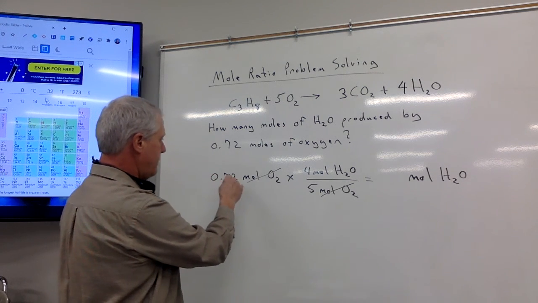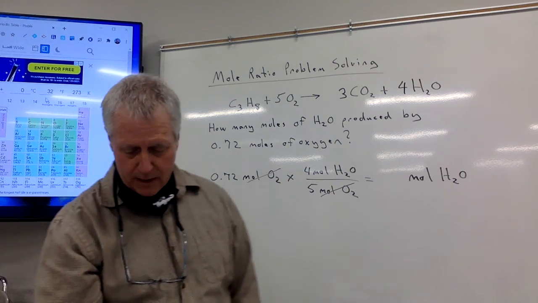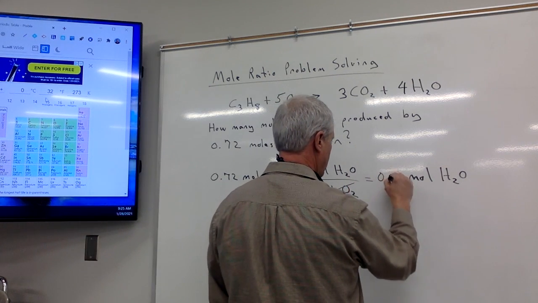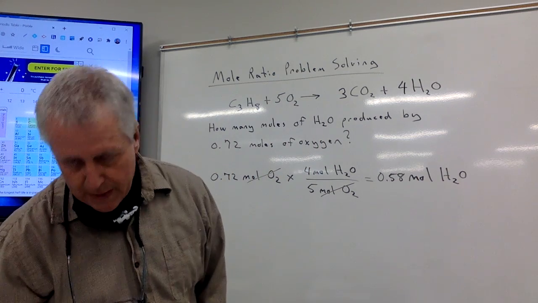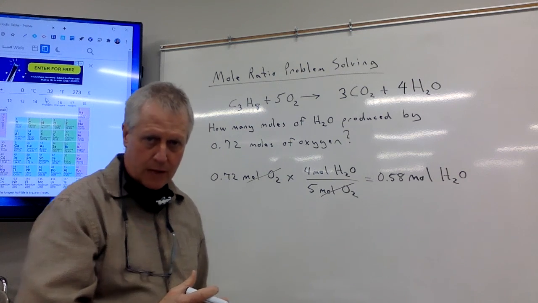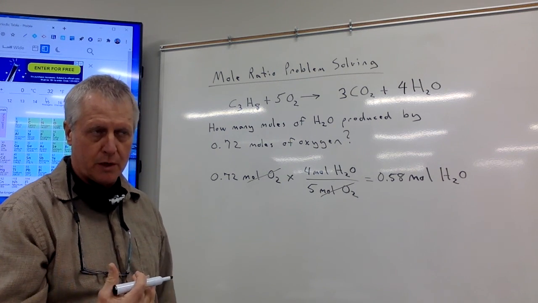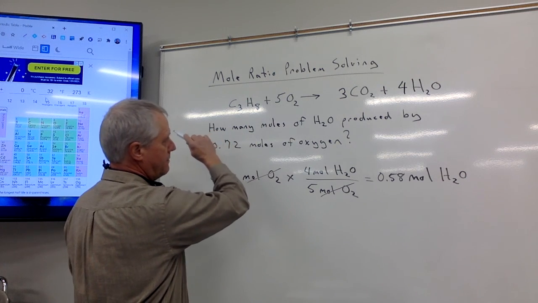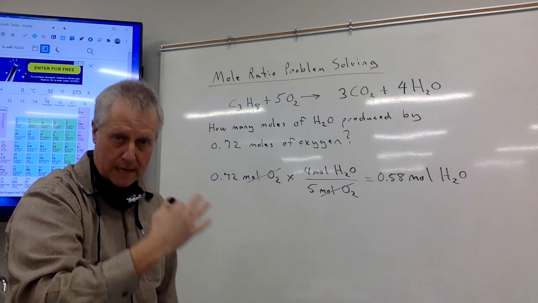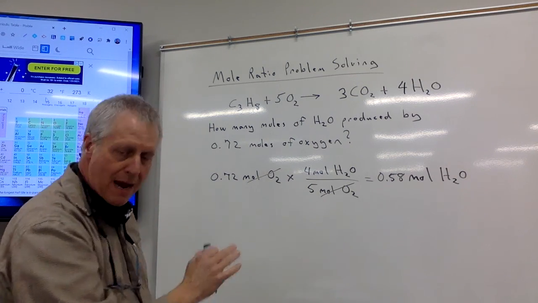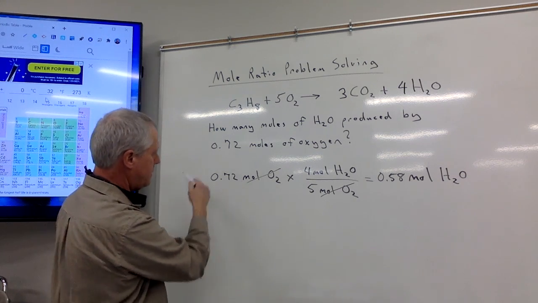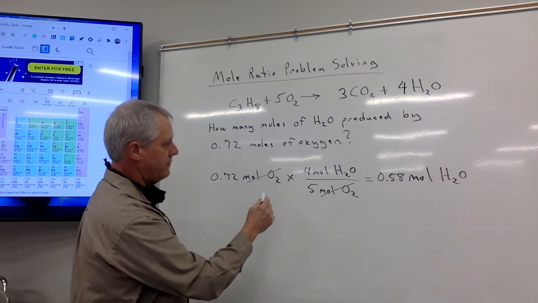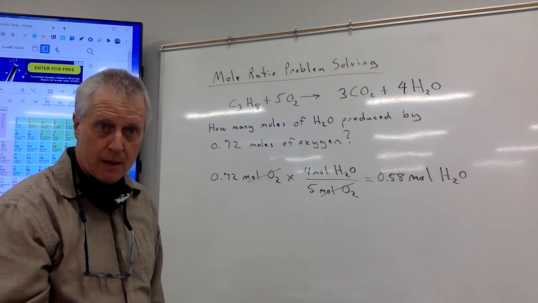Now, if we do the math, 0.72 times 4 divided by 5, if you just crank it out on your calculator, that ends up being 0.58 moles of water. The beauty of this, and the tool that chemists use here, is that if we know the formulas are correct and the balanced equation is correct, then chemists can start predicting amounts. This is a simple example where a chemist might know the amount of oxygen in their lab, and then we could determine how much water we would get out of that. It becomes a very useful tool.